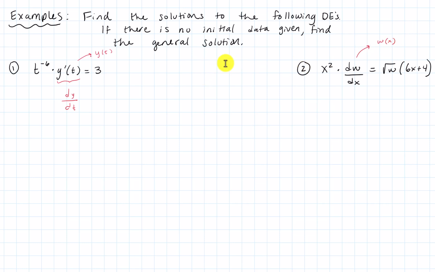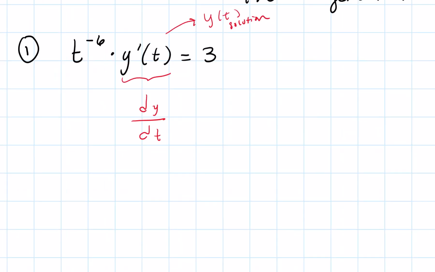Okay, so I just wanted to mention my little note on the previous screen, where I said that whatever variables we're working with, we can adjust the notation that we defined on the first screen. Okay, so I just zoomed in here, and this is the function that we're trying to find. We're trying to find a solution to this differential equation where t to the negative 6 times the derivative, y prime of t, is equal to 3.